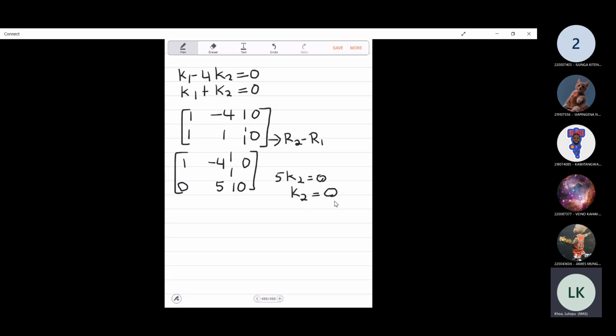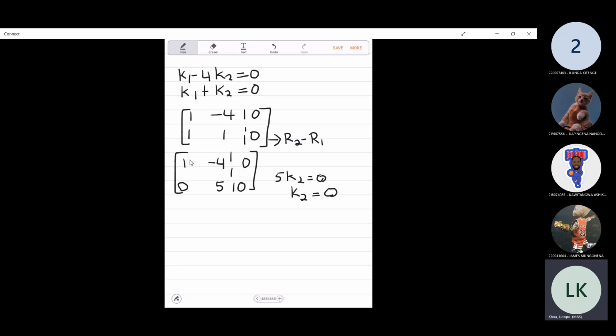Okay, and if we know that k2 is 0, we can always substitute in there and then work it out. So we have k1 minus 4 k2 is equal to 0. So I have k1 minus 0 is equal to 0. This means that k1 is also equal to 0.